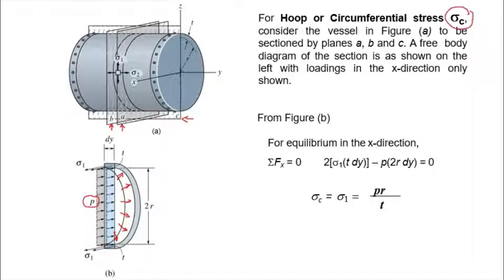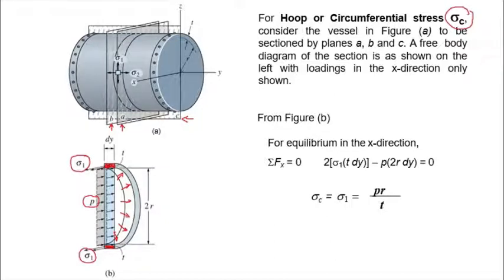And within the material itself, if you take a look at this area here and the area at the bottom of the section, on those areas we will have sigma 1, the circumferential or hoop stress, acting on those surfaces. So we have one on the top and one at the bottom, distributed over the area. So we have sigma 1.